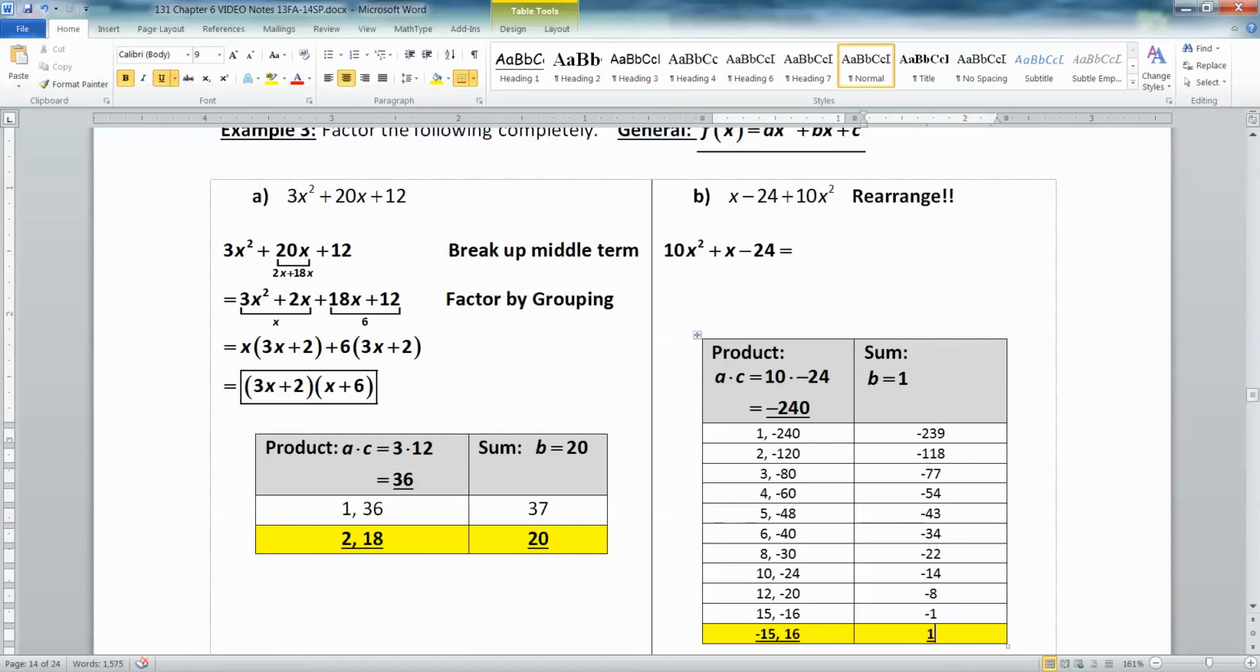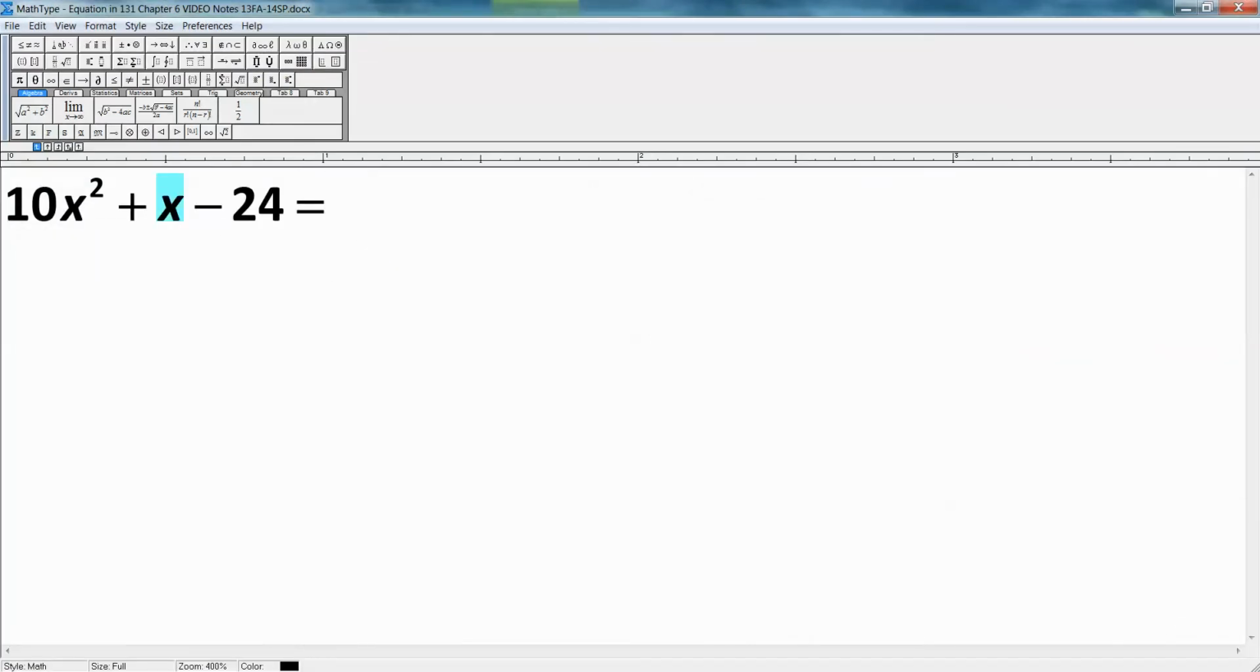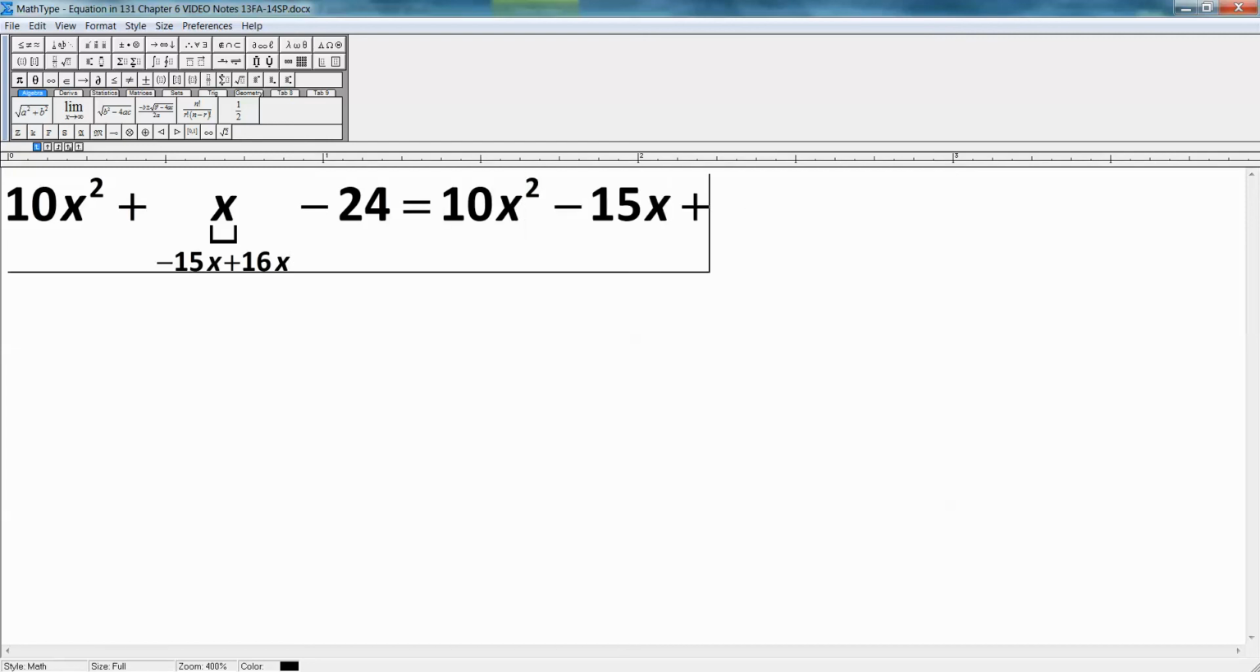All right, so we found negative 15, positive 16. So what I'm going to do is break up that middle 1x right there. And instead of writing it as x, I'm going to write negative 15x plus 16x. That's what we're going to do. So you write 10x squared minus 15x plus 16x, take away 24. From here, we factor by grouping.